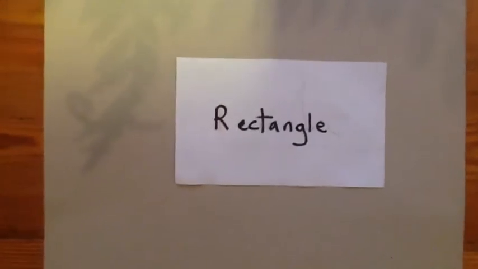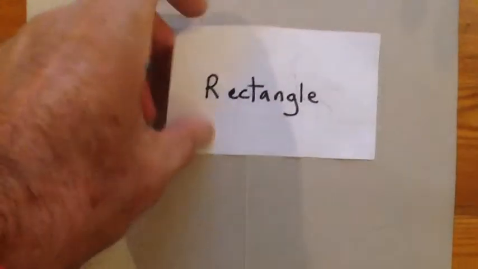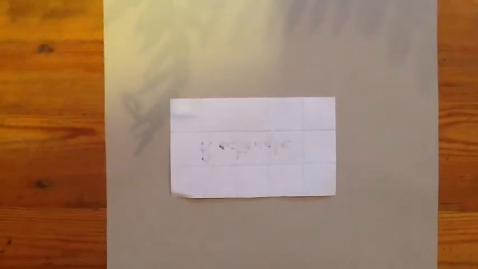Let us consider a rectangle. There's a rectangle. Flip it over. I've divided it into squares, and you can see I've got 1, 2, 3, 4, 5 squares this way, 3 squares this way, so my area will be 15 squares. If I haven't decided on any units, I will just say 15 square units.